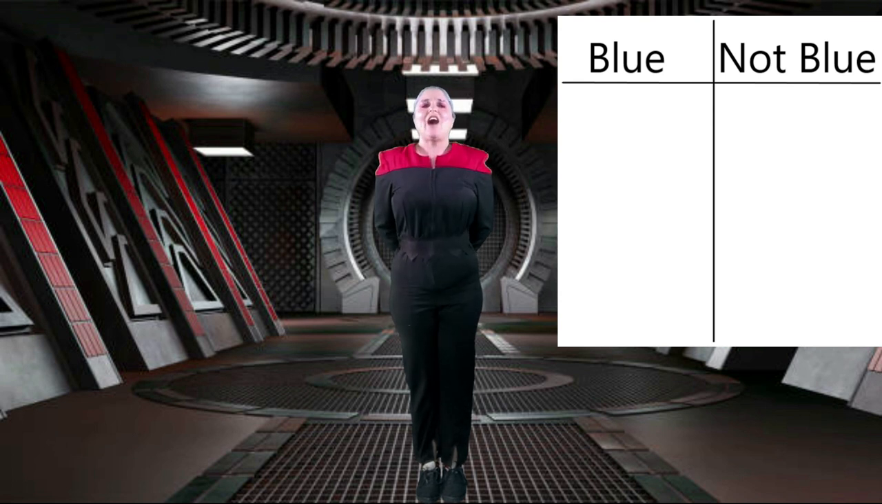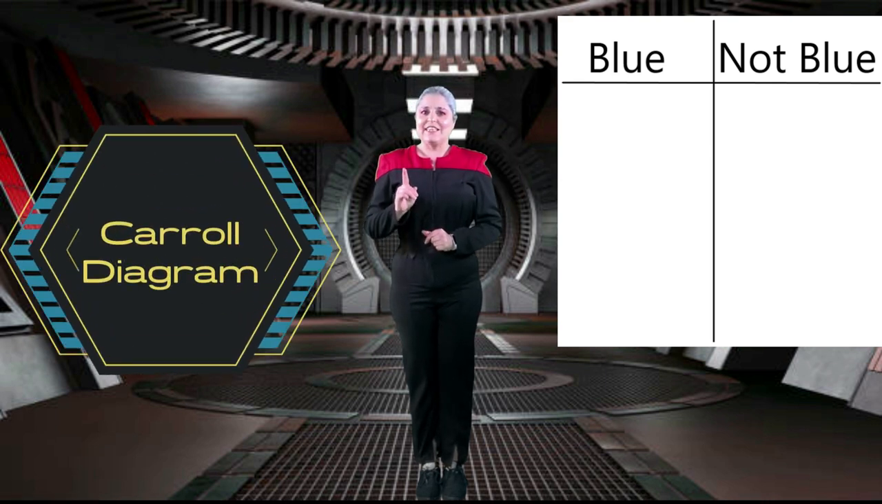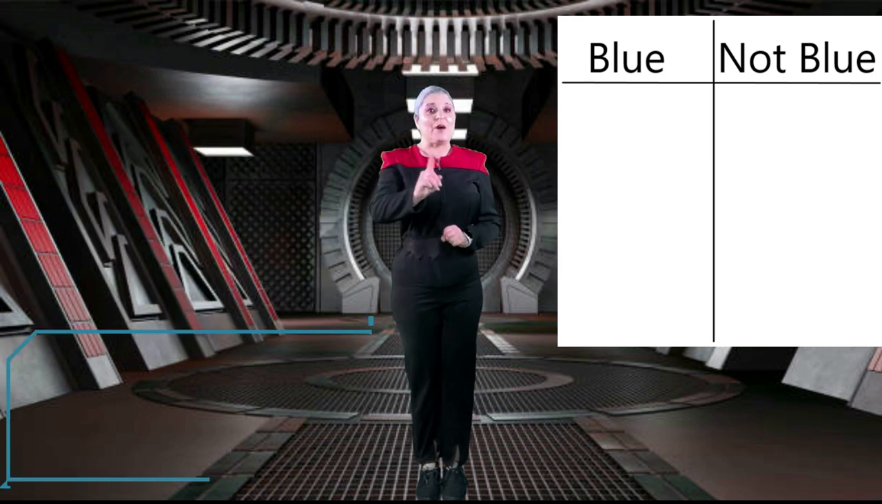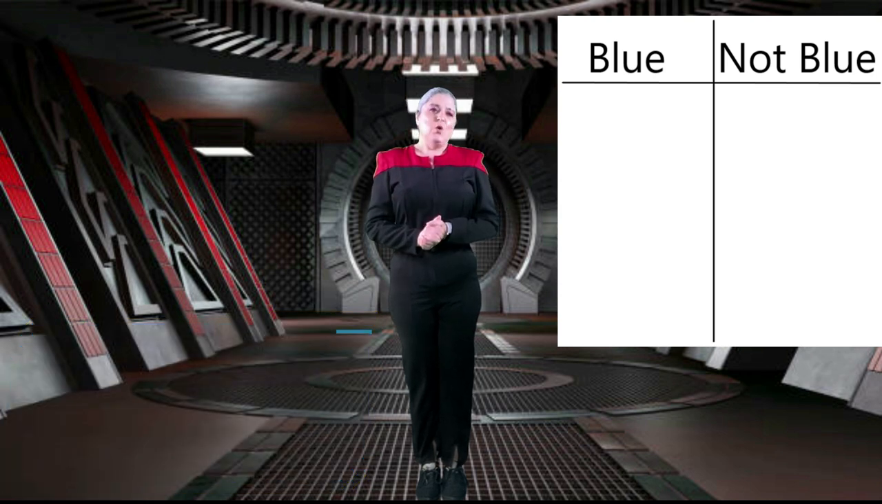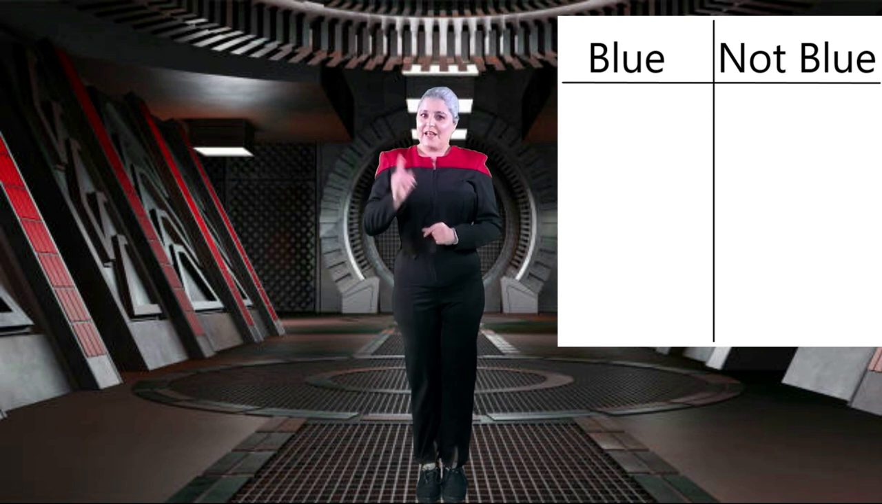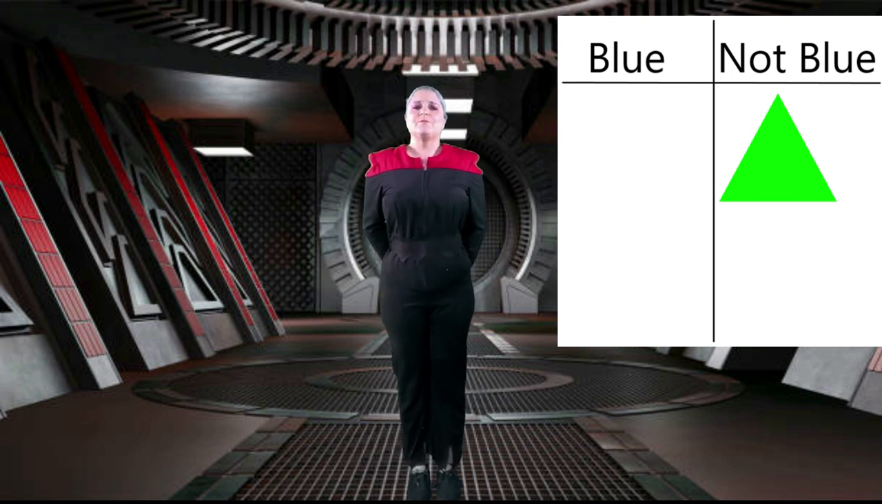Space Cadets! We have already done some sorting. However, there is a way to sort things more quickly. This is called a Carroll diagram because it was invented by a gentleman called Mr. Carroll. We are going to sort some shapes. I'm going to take a green triangle and put it there because it is not blue. Now, cadets, I need a volunteer to select a shape and place it where you think it belongs on the Carroll diagram.